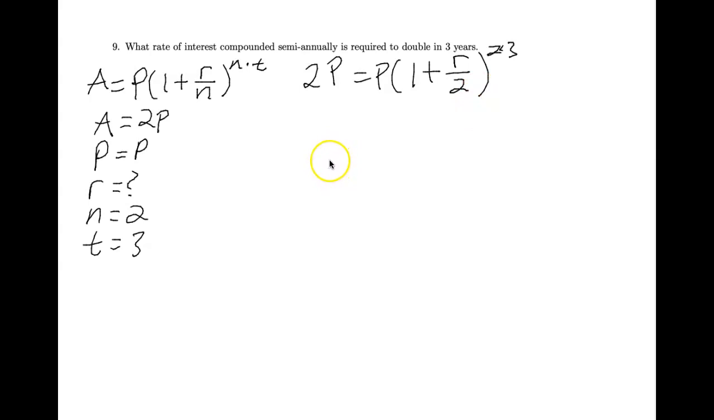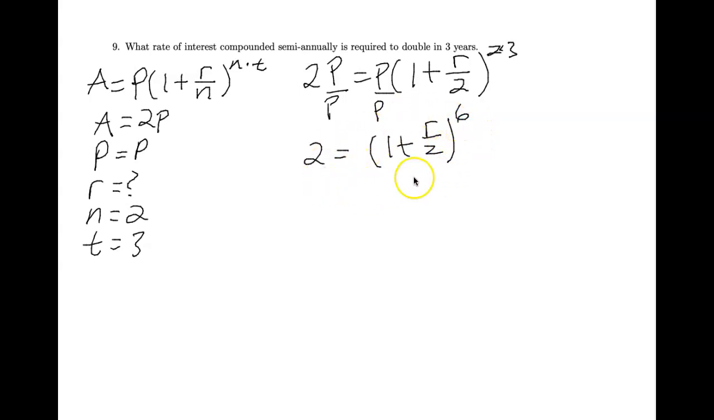So when we look at this equation, we're going to see that it's a form of a root, because this 1 plus r over 2 is going to be raised to the 6. It's not an exponential because the exponent is just numbers. The variable is here. We have to undo that 6th power. So to get started, very similar to exponential equations, we're still going to divide both sides by P. We'll end up with 2 equals (1 plus r over 2) to the 6.